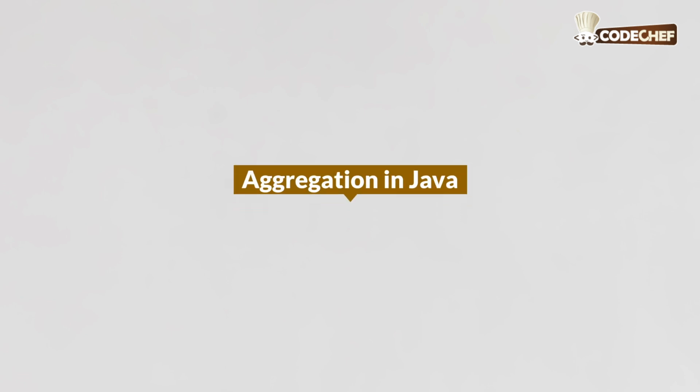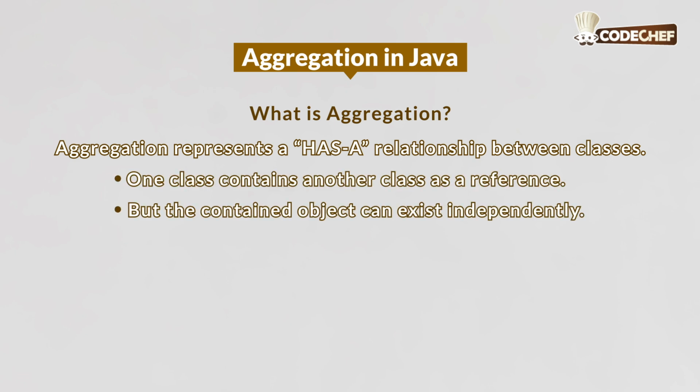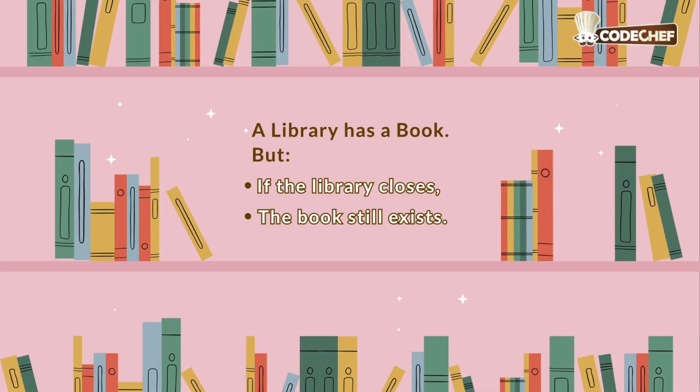Aggregation in Java. What is aggregation? Aggregation represents a has-a relationship between classes. It means one class contains another class as a reference, but the contained object can exist independently. In simple words, a child object does not depend on the parent object for its existence. A real-world example would be a library has a book, but if the library closes, the book still exists.